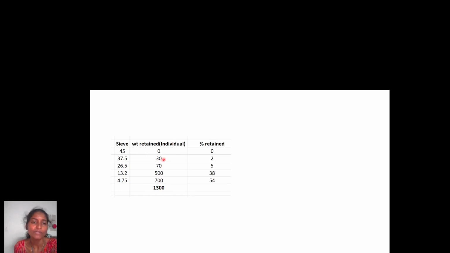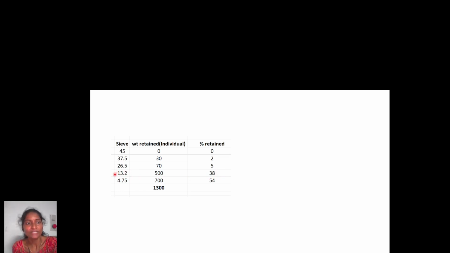If I want to calculate the percentage retained, 30 grams is 30 divided by 1300 into 100, which means 2%. So on 37.5, 2% is retained. But we want the sieve size which has a minimum of 10% retained. Let us come to the 26.5, 5% is retained. We don't want that. Again 13.2, 38% is retained. So on 13.2, more than 10% is retained.